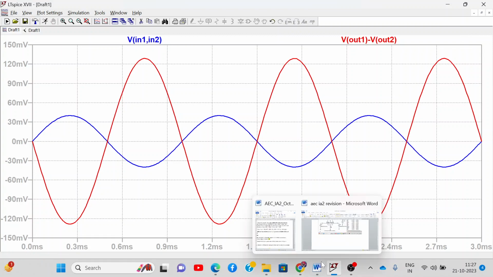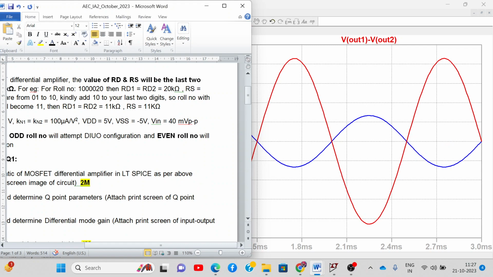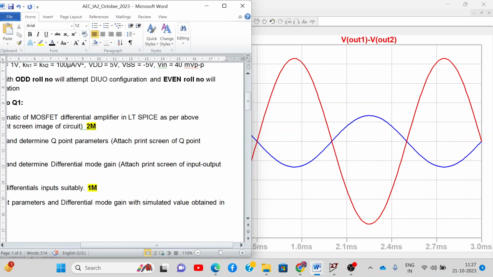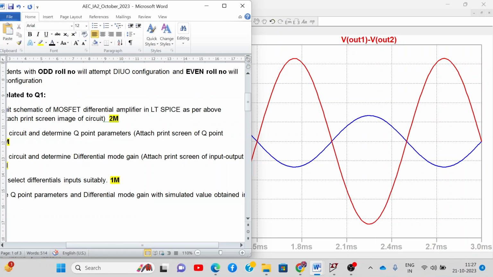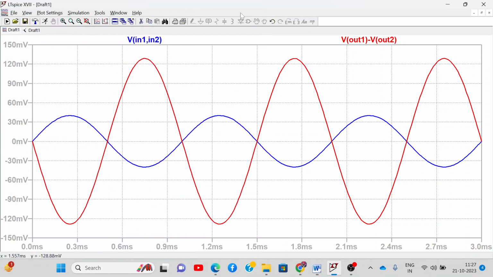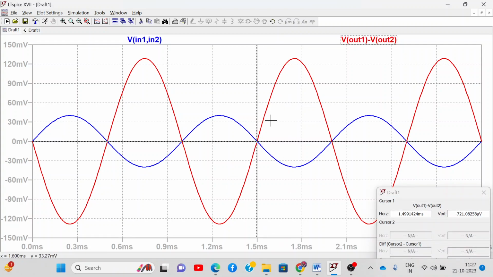This is what is expected from you, that you attach the print screen when you get an output greater than input only for differential gain. Is this okay, everyone? Any doubts in this? You need to determine differential mode gain. So what will be differential mode gain? Can you tell me? Anyone?